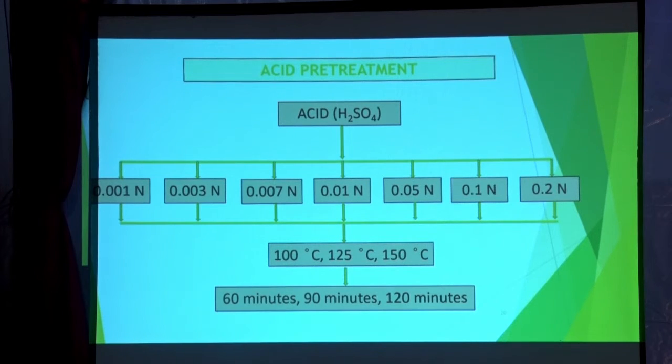For acid pretreatment, the acid concentration was in the range of 0.001 normal to 0.2 normal. The reaction was conducted at 100 degrees Celsius, 125 and 150 degrees Celsius, again for 60, 90 and 120 minutes.